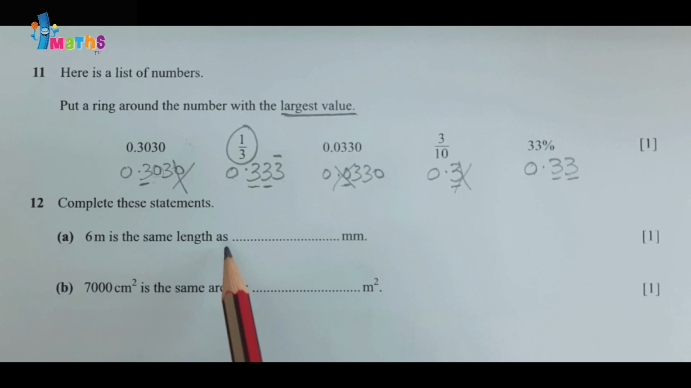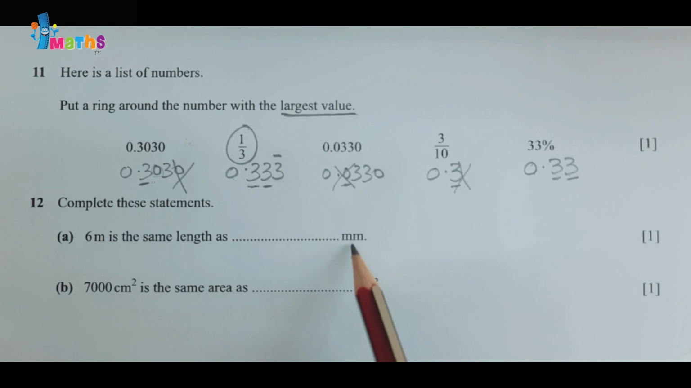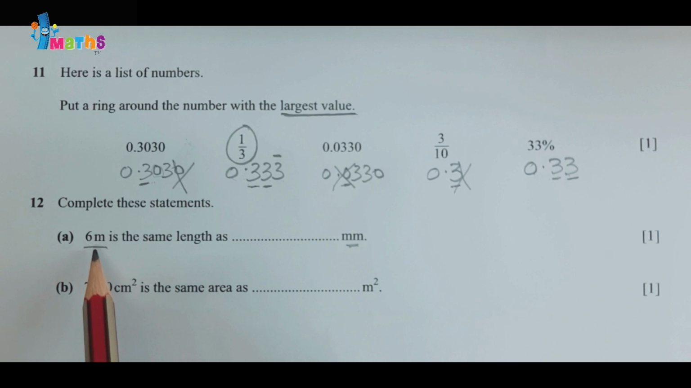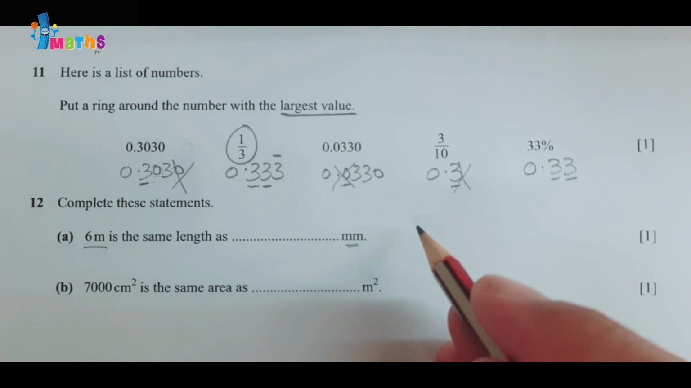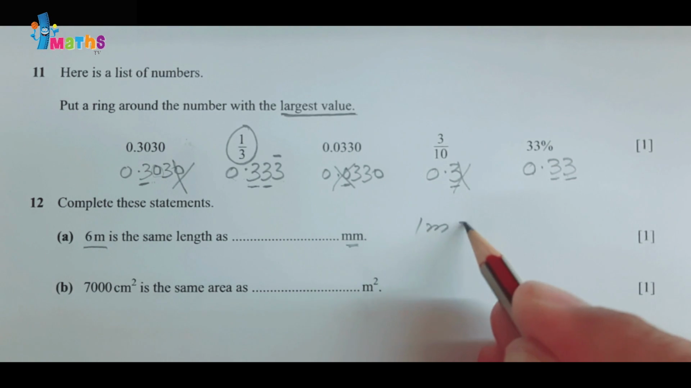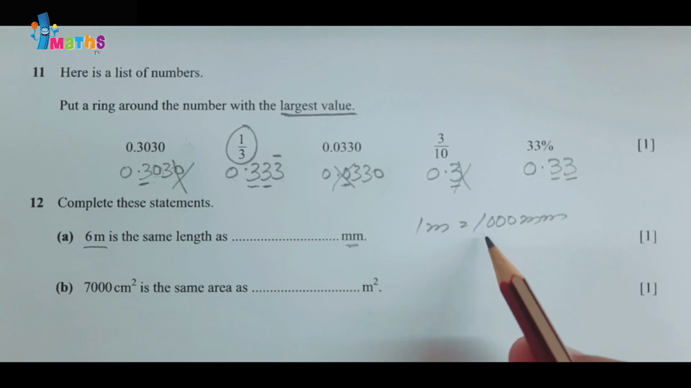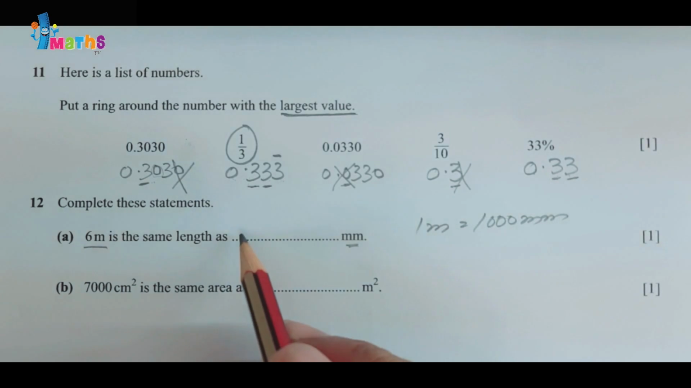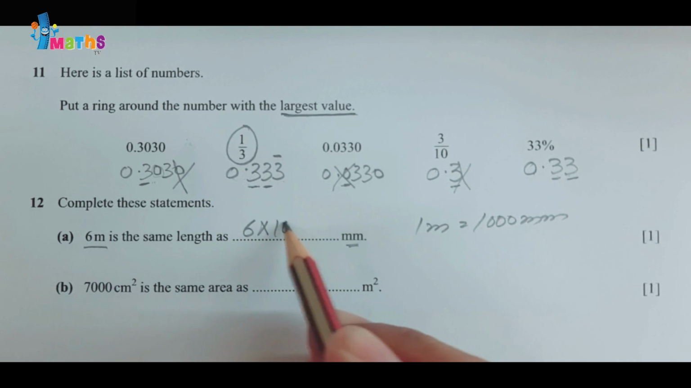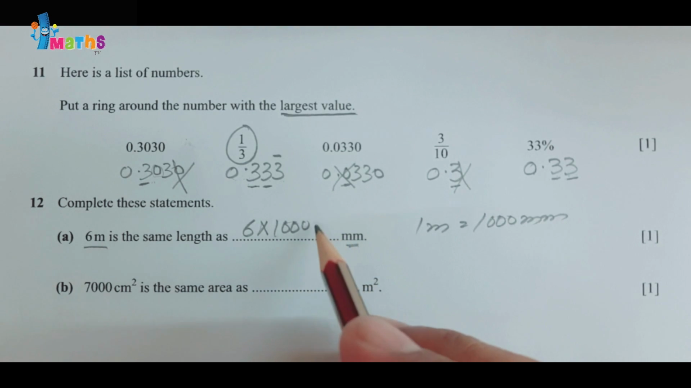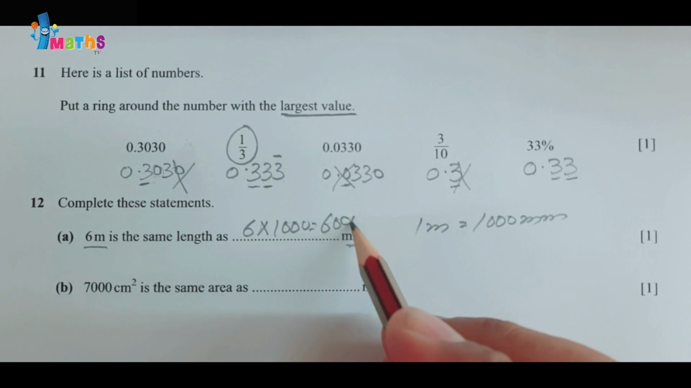Now question number 12. Complete these statements. Statement A: 6 meters is the same length as blank millimeters. We will have to convert meters into millimeters, so we will have to multiply. 1 meter is equal to 1000 millimeters. From a bigger unit to a smaller unit, we will be multiplying. 6 multiplied by 1000 will be 6000 millimeters.